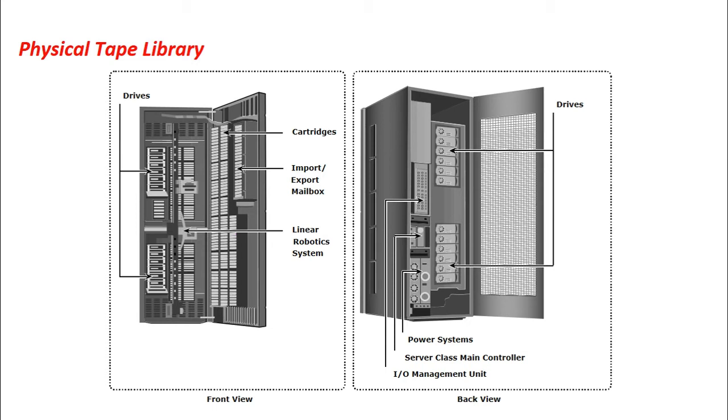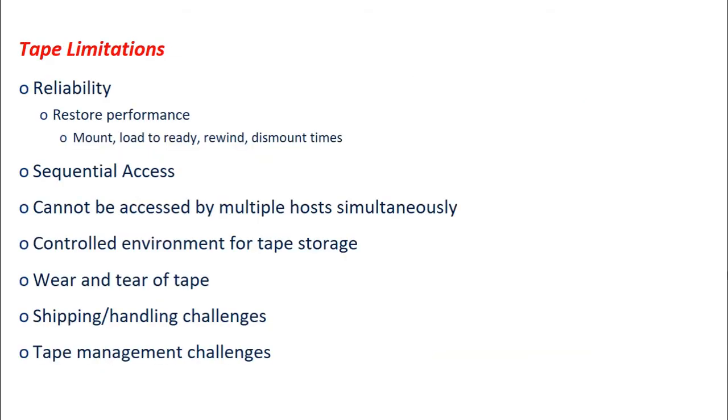That is our physical tape library. Now let us look at the limitations of the tape drive. Tapes are primarily used for long-term offsite storage because of their low cost. Tapes must be stored in locations with a controlled environment to ensure preservation of the media and to prevent data corruption. Data access in a tape is sequential, which can slow the backup and recovery operations.